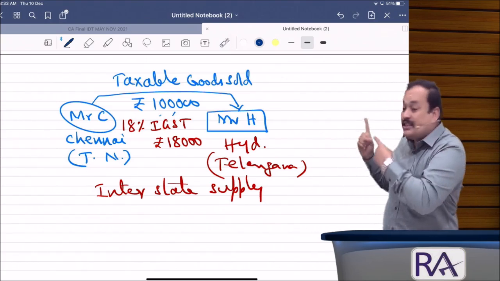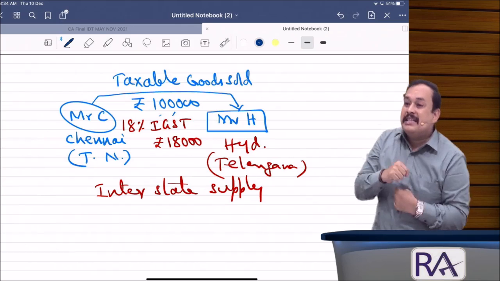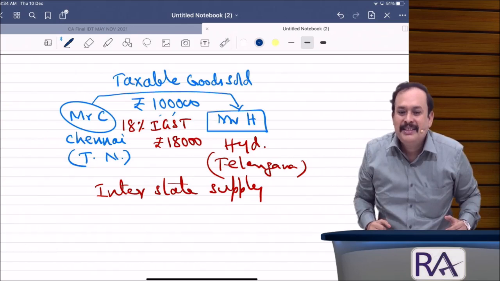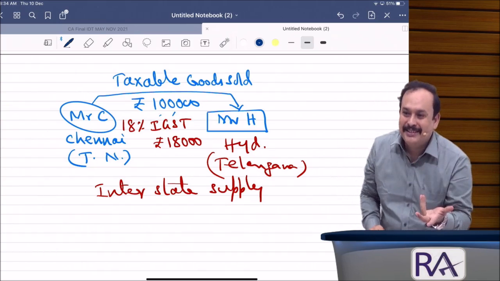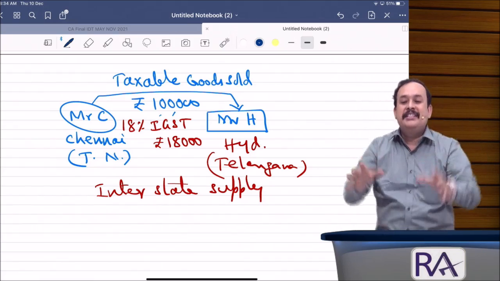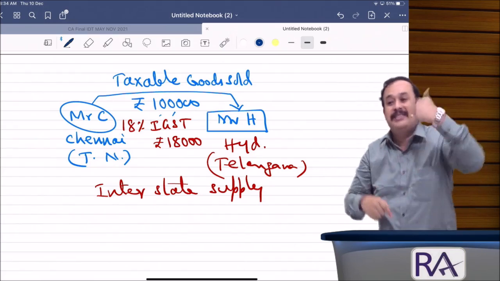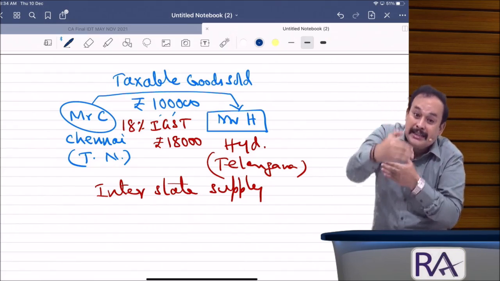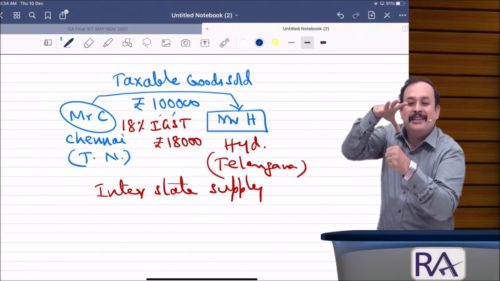A transaction of two states. That is the reason SGST cannot be levied by the state. That is the reason CGST also cannot come into picture. As a whole, CGST, SGST won't come into picture. If a transaction took place as a sale where no CGST, SGST applies, in that case, IGST will be levied by the central government of India.